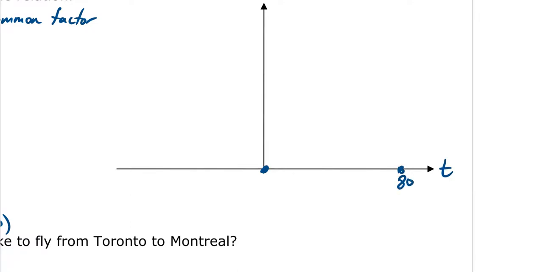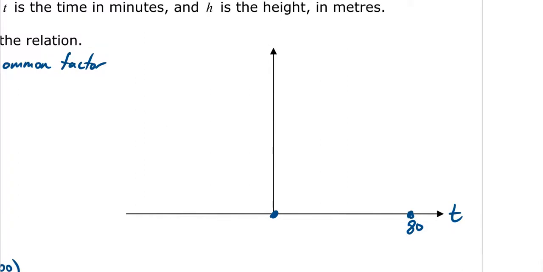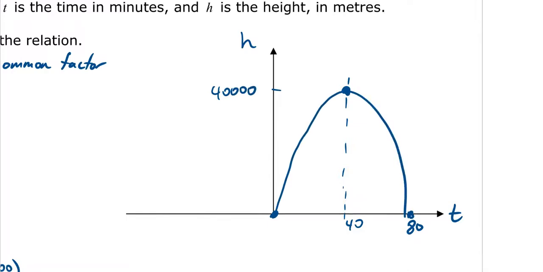And this is my t-axis. So my x-axis is just called my t-axis, and my y-axis is called my h-axis for the height. And then you draw your axis of symmetry roughly halfway, at 40. And then your vertex will be a point up high at 4,000. And then you draw your parabola. There you go. Done.